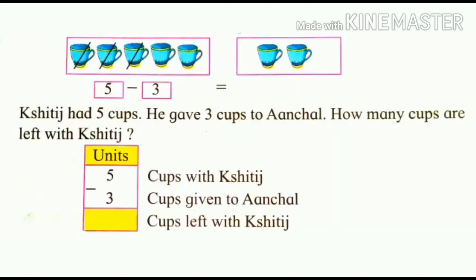Let us now solve the word problem which is given in your maths textbook on page number 27. Kshitij had 5 cups. He gave 3 cups to Anchal. How many cups are left with Kshitij? How many cups did Kshitij have? Very good. Kshitij had 5 cups. How many cups did he give to Anchal? 3. Very good. So, 5 units minus 3 units is equal to 2 units. So, now there are 2 cups left with Kshitij.